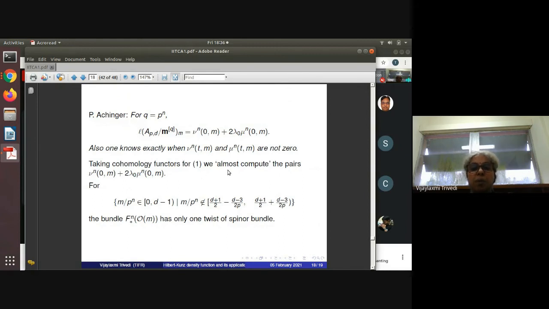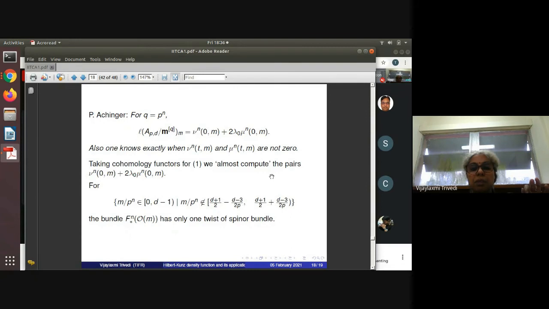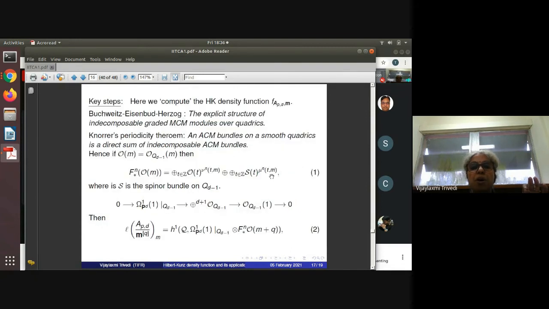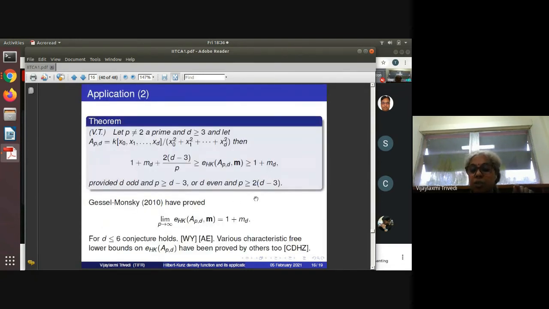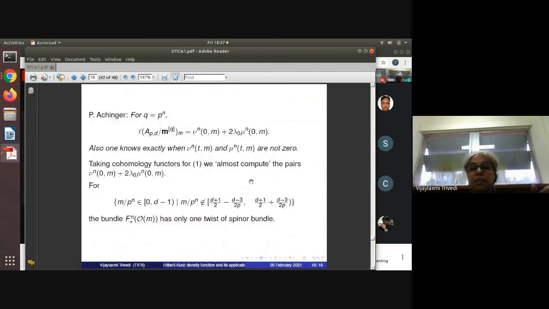So you just take the cohomology function, I'm almost done, I think, of this one, and try to compute these ranks. You notice I have put a restriction on my characteristic. This restriction tells me I make sure that at the most only 2 twists of spinor bundles exist, others are 0. That's the thing I ensure. But I can't enlarge P further and make it even less, because if I do so, then I'll be able to compute all the pairs.